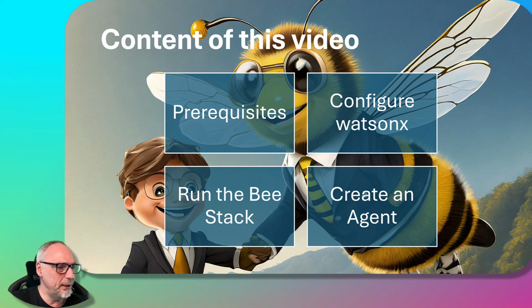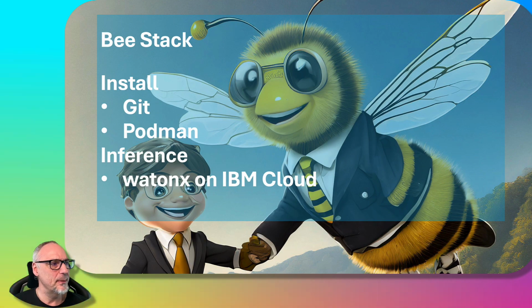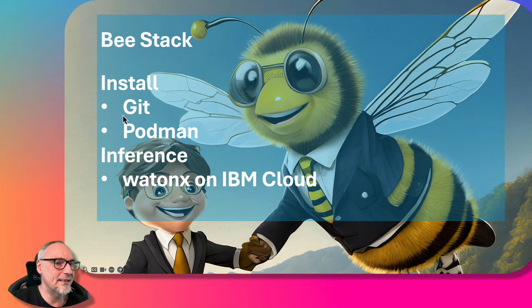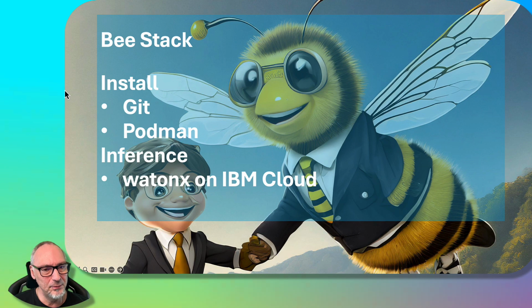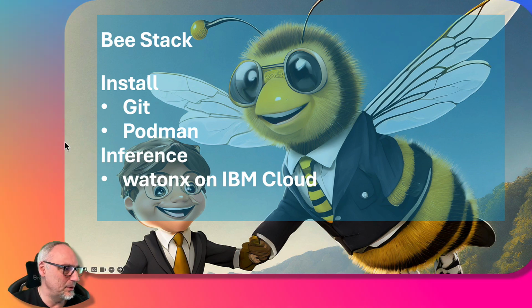When we want to work with the B stack, we need Git and Podman. We need Git and Podman because I show you on my configuration, my opinionated way, how I use that, and also that is with watsonx. It is also possible to do it differently, except with Git, because it is on GitHub and you want to download it and then do that.